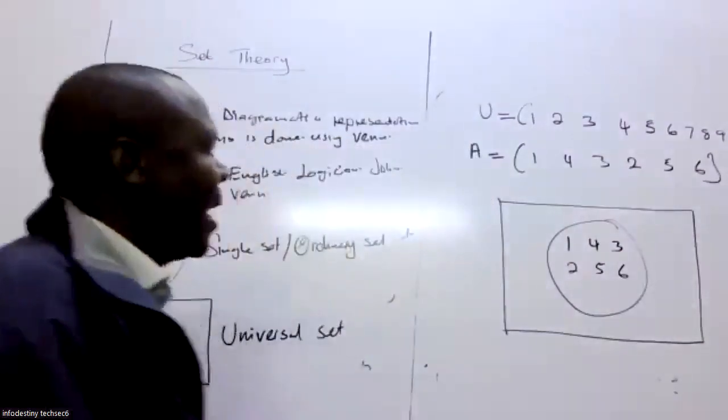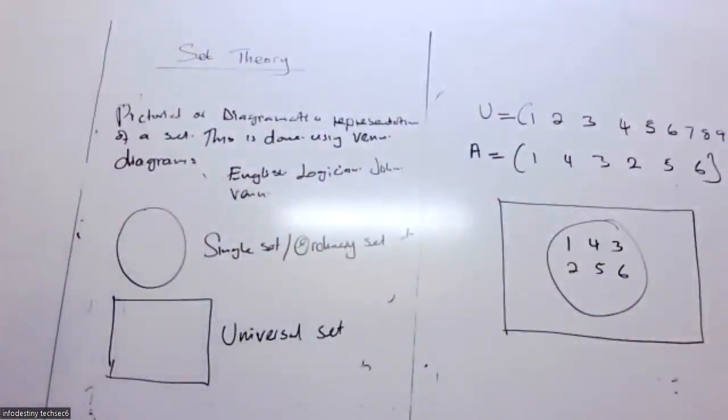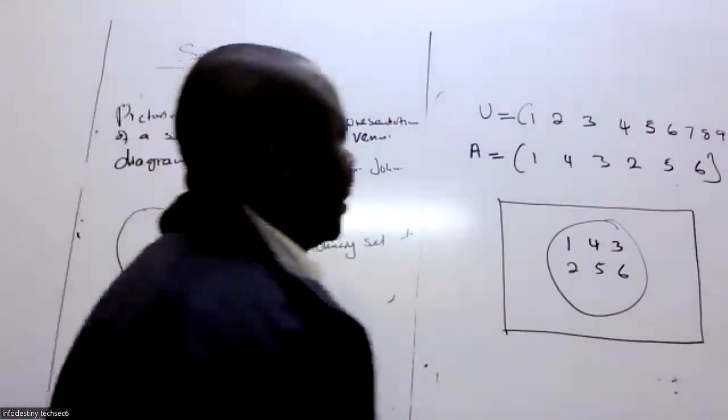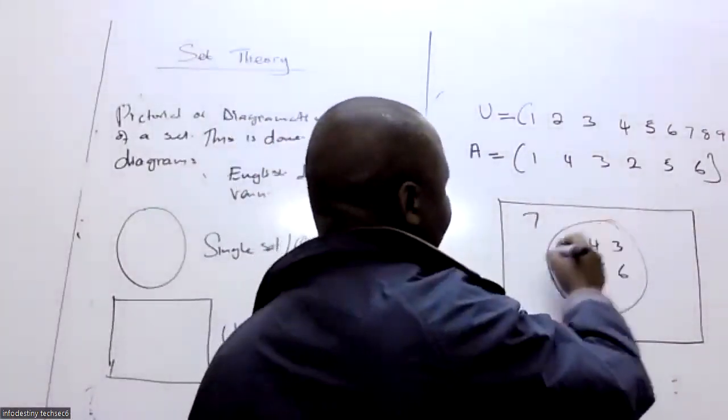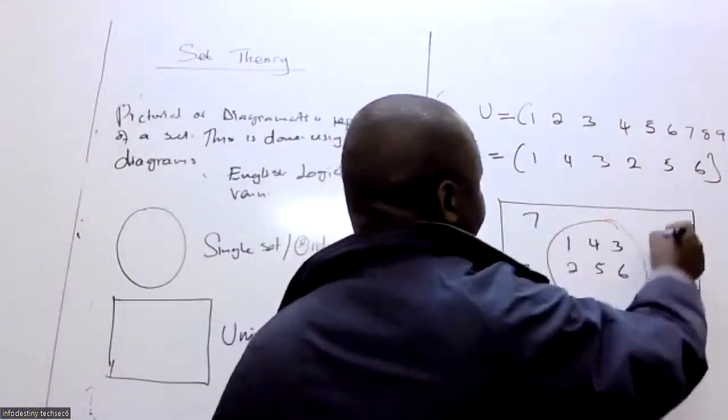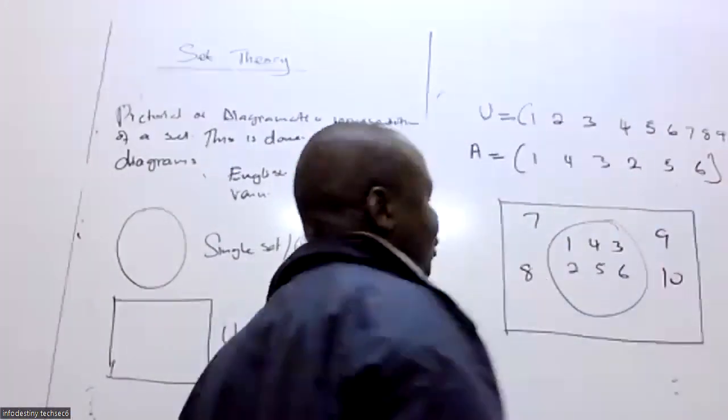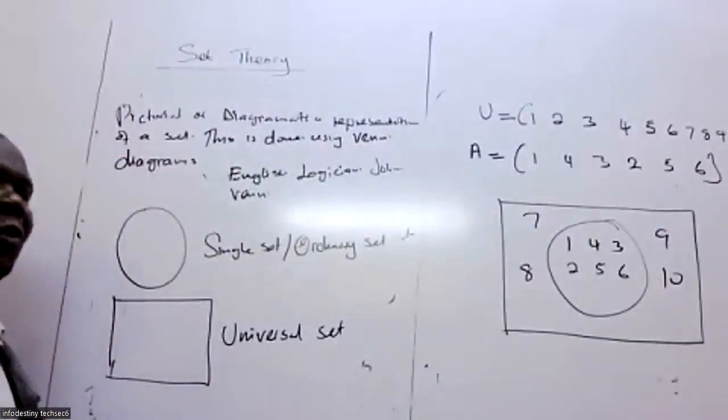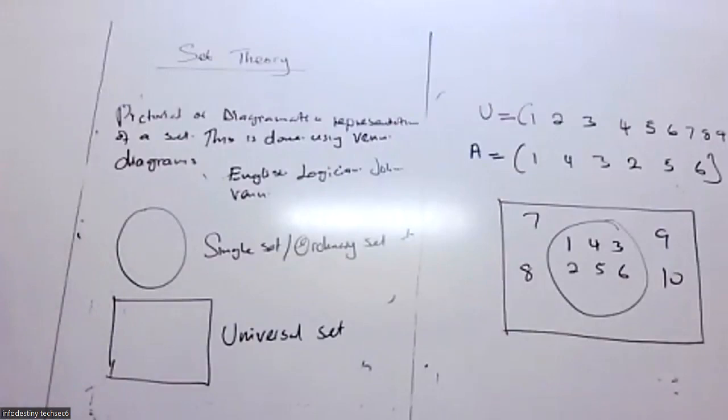Now, remember that we have a complement set, that is A complement. Those are the elements which do not appear in the simple set, but they appear in the universal set. That's going to be 7, 8, 9, 10. Those are known as the complement set. They are not inside the single set. So that is how we present that in a diagram. It's going to look like that.